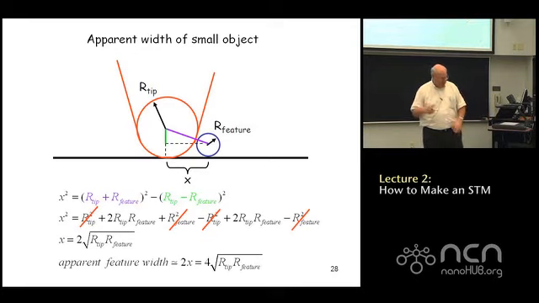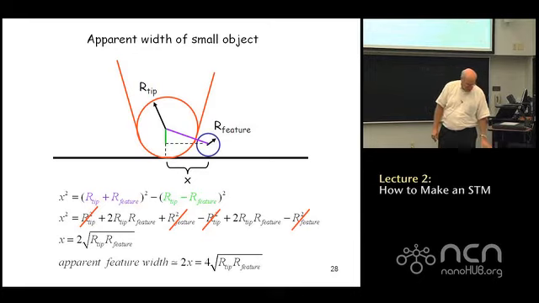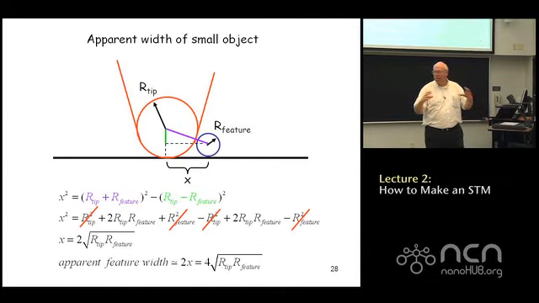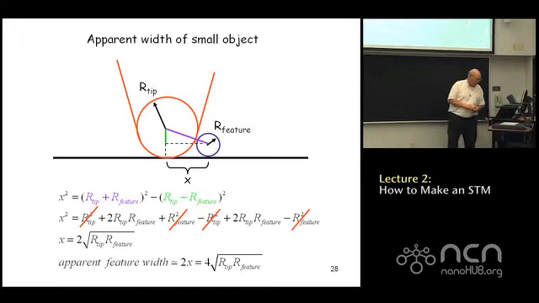So this gives you a very simple geometric way to estimate how wide an apparent feature will appear if you scan over it with a tip whose radius is r sub tip, right? Turns out, just following the simple geometry here, the apparent feature width is 4 times the square root of the radius of the tip times the radius of the feature. So the radius of the feature is always greater than it actually is when you image it with these scanning tunneling microscopes. And this is a rough and ready way to sort that out.